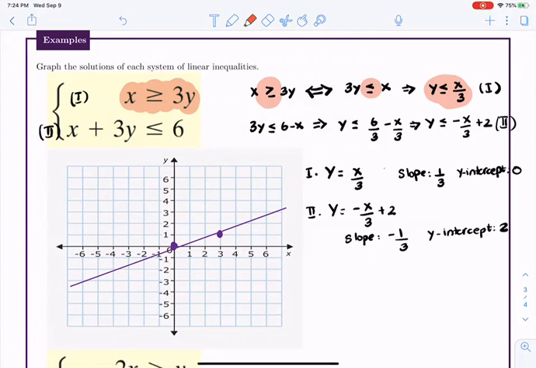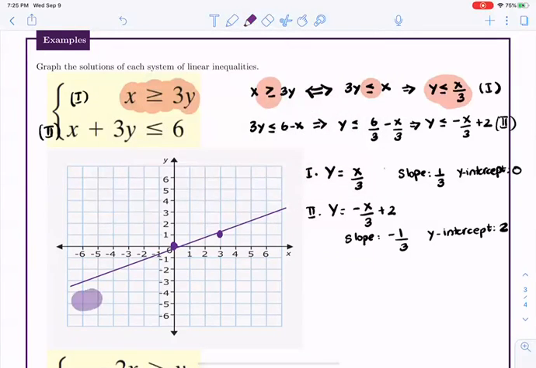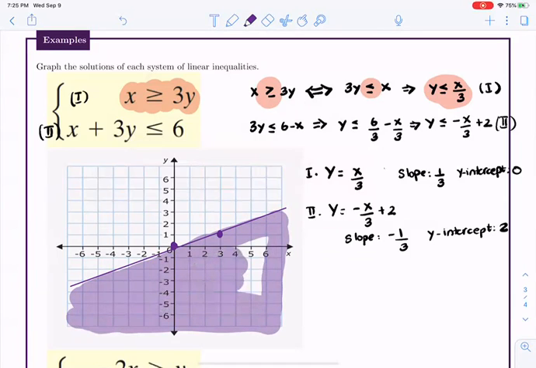So when you shade, you have to look at the one that you have rewritten, the one that is conventional to our graphing, which would require y to be on the left-hand side. So now we have y less than or equal to the line, which would mean I'm going to shade all of that. And we can move on to the second line now.